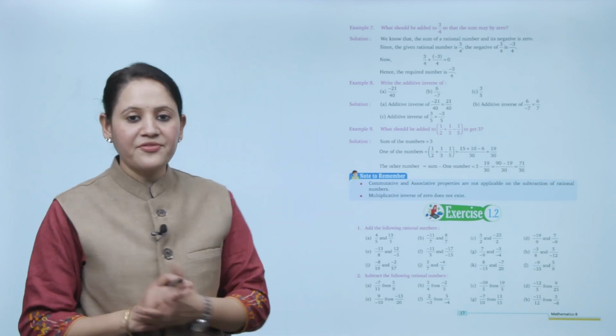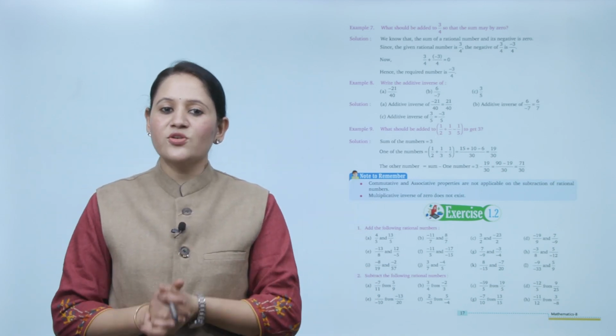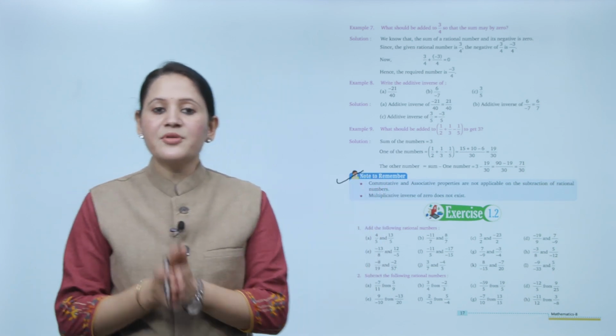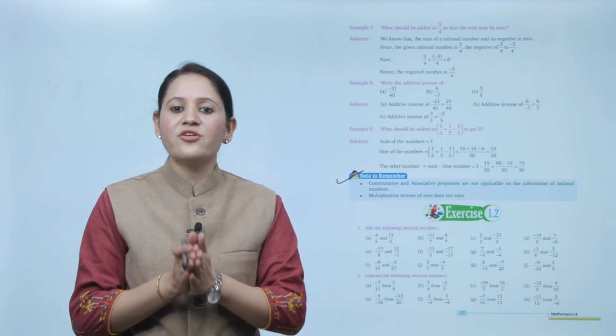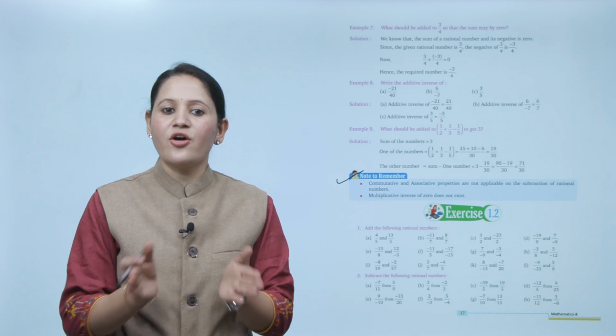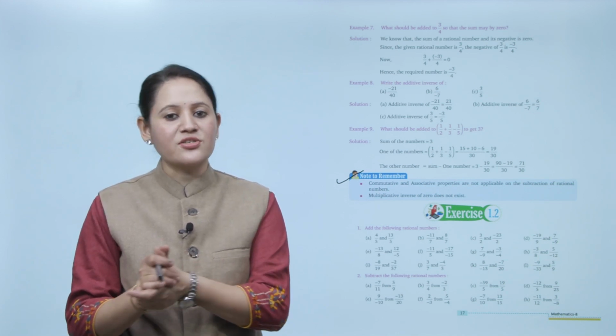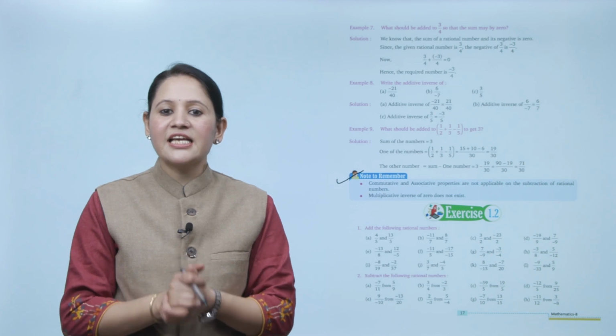Some more examples are given here. Do practice them. Next is a note to remember. Commutative and associative properties are not applicable on subtraction of rational numbers. Multiplicative inverse of 0 does not exist. Next is exercise 1.2.